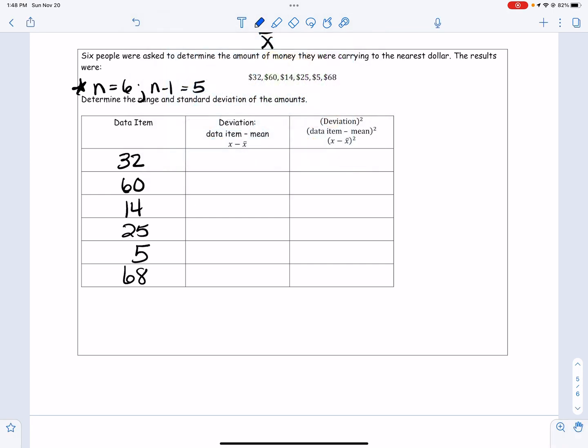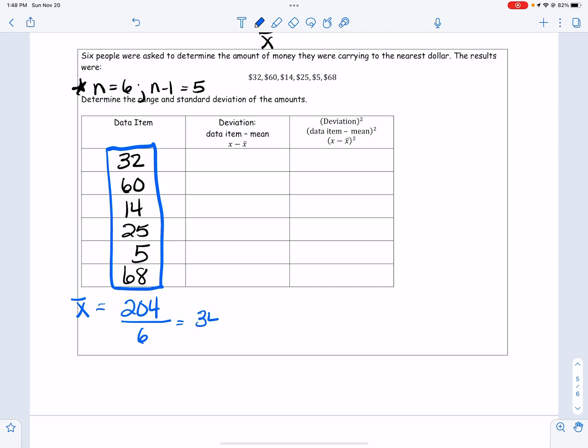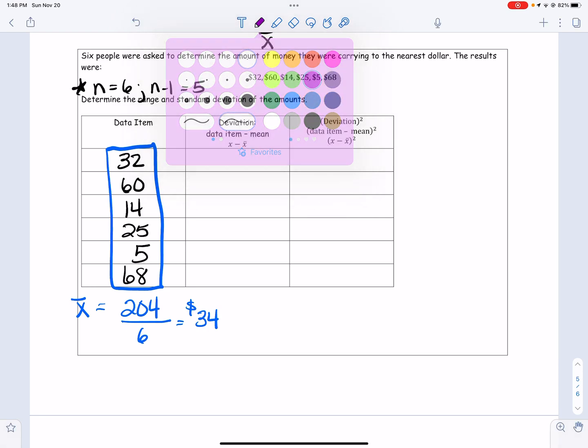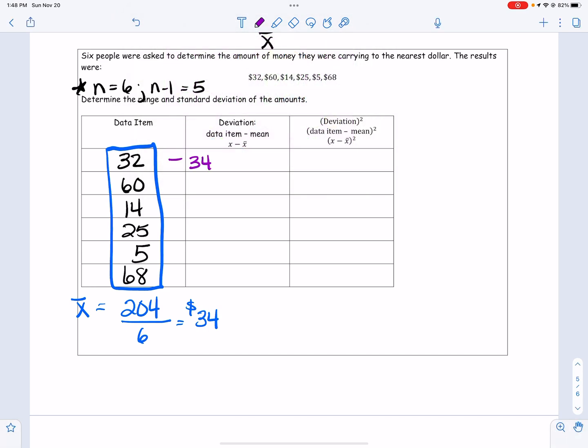Now I am going to find the mean by adding all of these numbers up, and that gives me 204. And dividing by 6 gives me an average of $34. So I'm going to take 34 and subtract it from each number. I'm tired of changing colors. And then I'm going to square it, and that gives me 4.